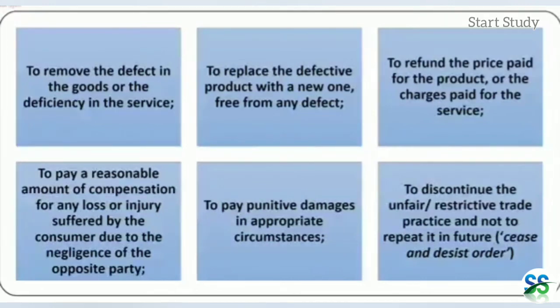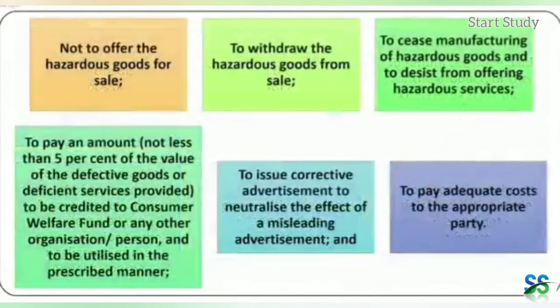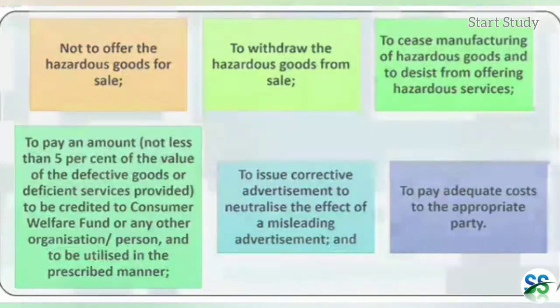Sixth, to discontinue the unfair or restrictive trade practices and not to repeat it in future. Seventh, not to offer the hazardous goods for sale. Eighth, to withdraw the hazardous goods from sales. Ninth, to cease manufacturing of hazardous goods and to desist from offering hazardous services. Tenth, to pay an amount to be credited to the Consumer Welfare Fund or any other organization or person and to be utilized in the prescribed manner. Eleventh, to issue corrective advertisement to neutralize the effect of a misleading advertisement. And twelfth is to pay adequate cost to the appropriate party.